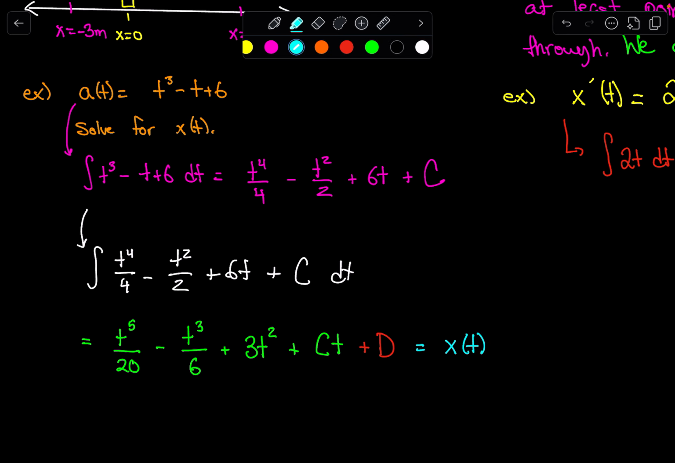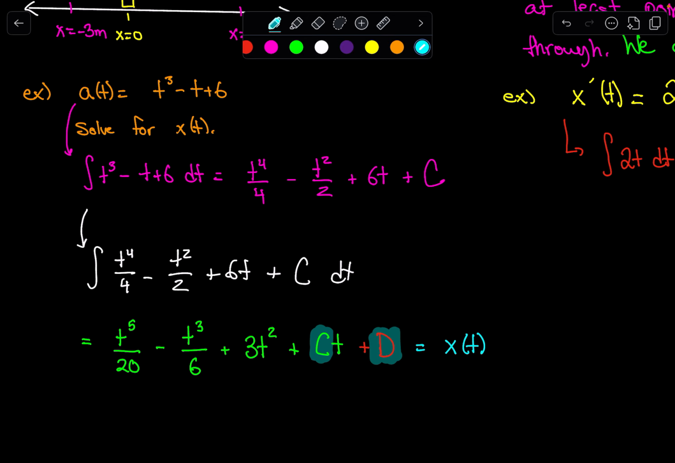But the problem is we now have two unknown constants, or coefficients. We have the unknown constant c and the unknown constant d, which means how many different initial conditions do you think I probably need to be able to solve for both of those? I'm going to need at least 2.